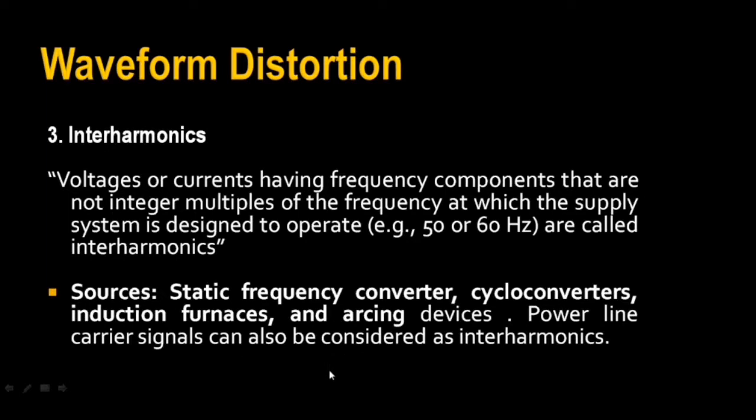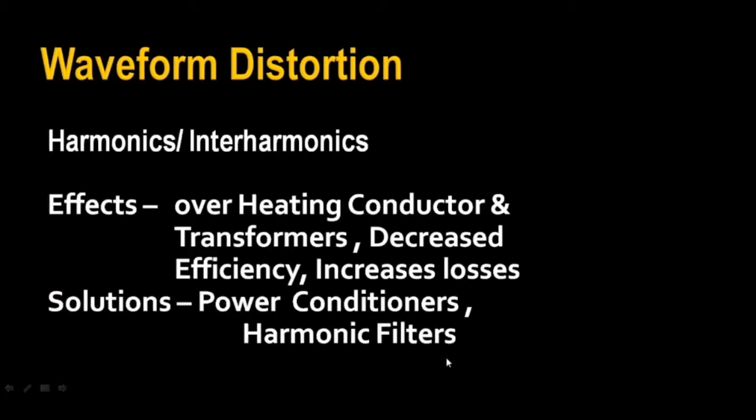The third one is interharmonics. Regarding interharmonics, these are voltages or currents having frequency components that are not integer multiples of the frequency at which the supply system is designed to operate, for 50 Hz or 60 Hz. The sources for these interharmonics are static frequency converters, cycloconverters, induction furnaces, and arcing devices. Power line carrier signals can also be considered as interharmonics.